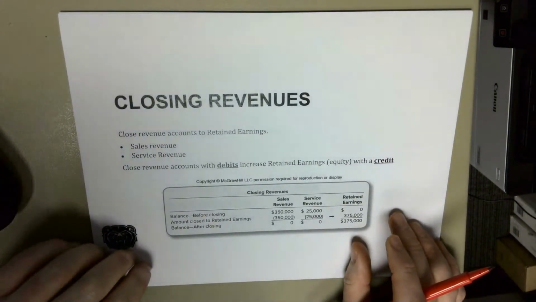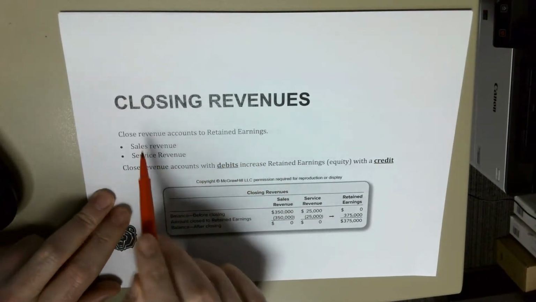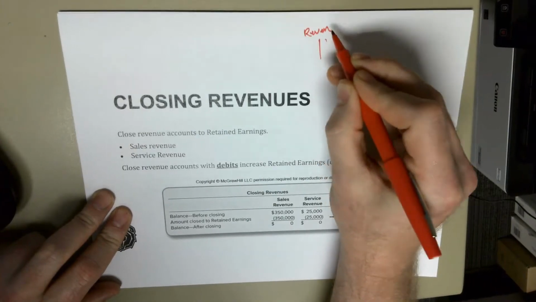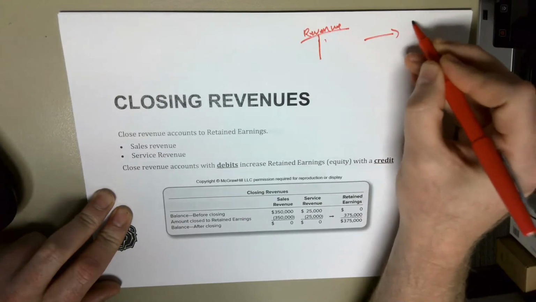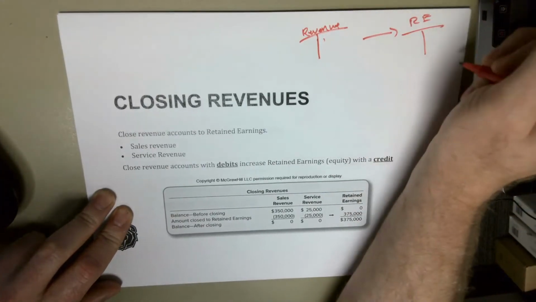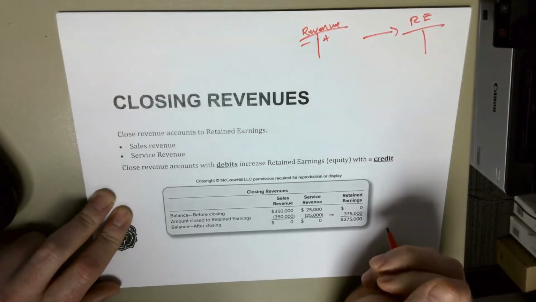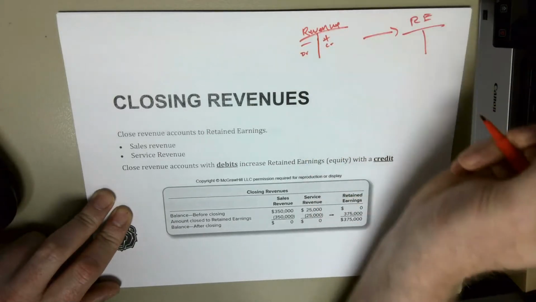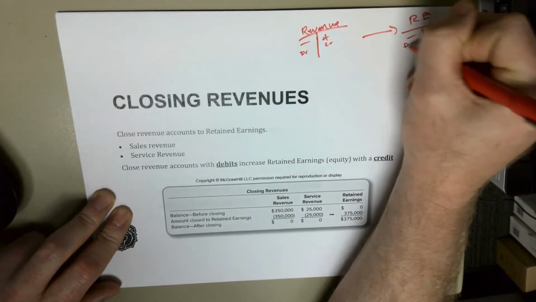So let's take a real quick look at closing revenues. We're going to close a revenue account to retained earnings, right? So this is essentially just saying we've got revenue here in this account, and we need to move it over to the retained earnings account, okay? Revenue increases with a credit, decreases with a debit. We know that retained earnings increases with a credit, decreases with a debit, right?